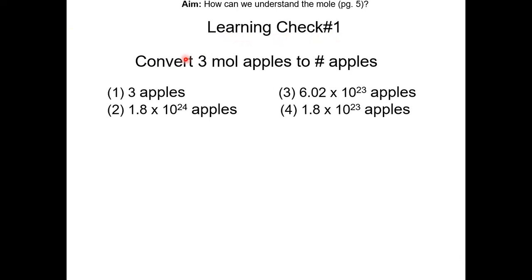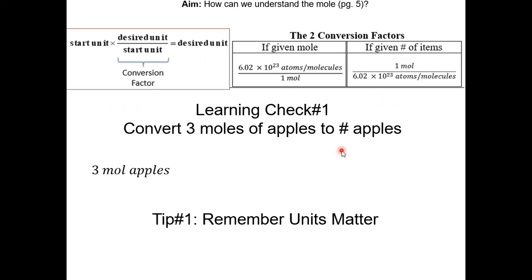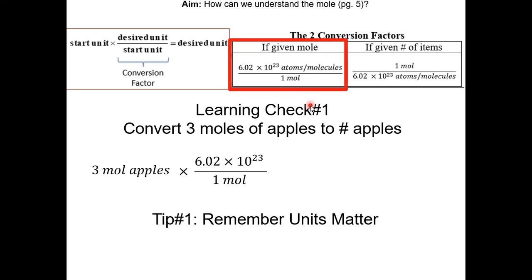Learning check number 1: convert 3 moles of apples to number of apples. Pause the video and resume once completed. So the answer is choice 2. We're given 3 moles of apples and we want to convert to the number of apples. So we want to use a conversion factor with moles in the denominator. So that'll be this one. When we multiply them and use a calculator, the moles will cancel out and we get 1.8 times 10 to the 24 apples.